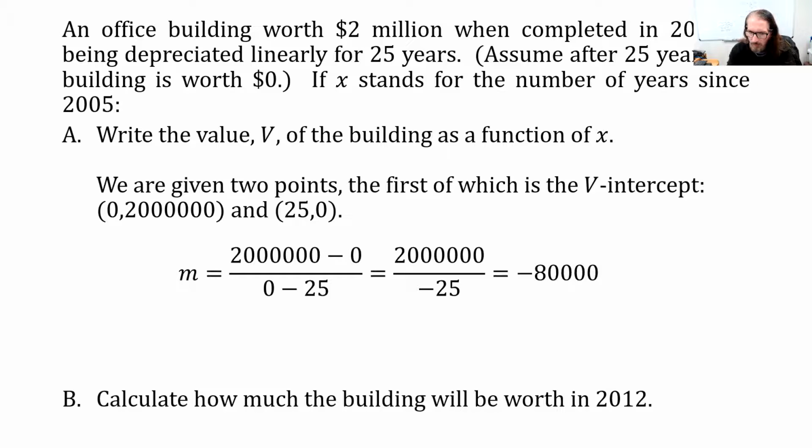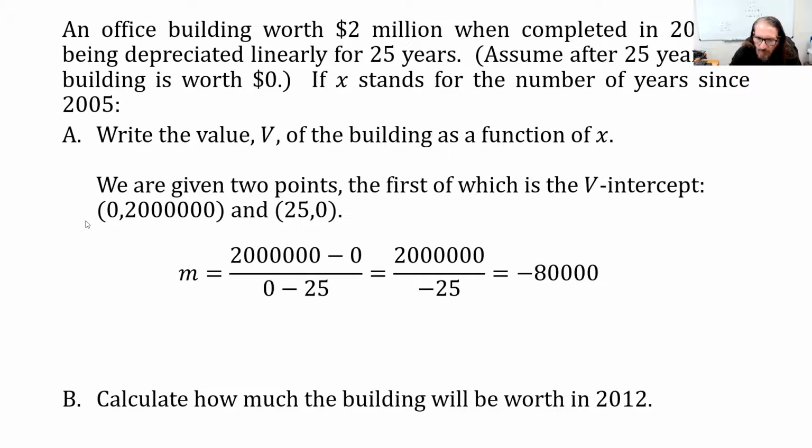Okay. So there's our slope. What that is saying is that the worth of the building is going down. That's what it means to depreciate. It's going down by $80,000 a year.